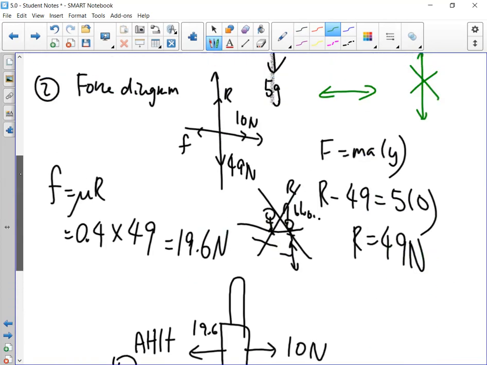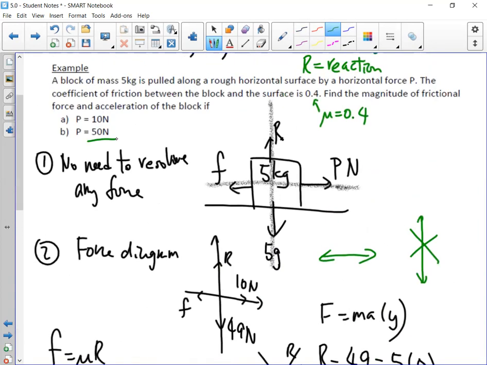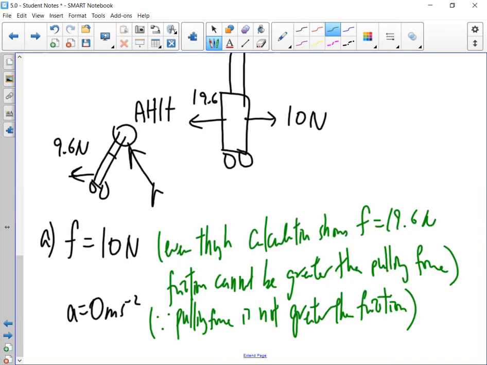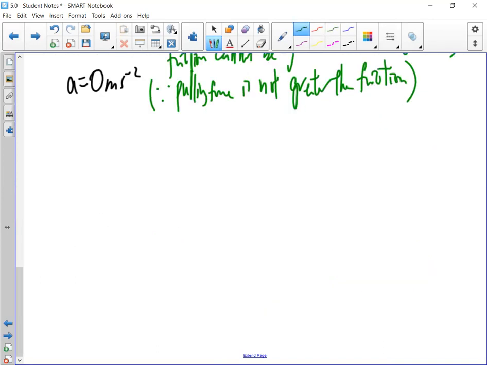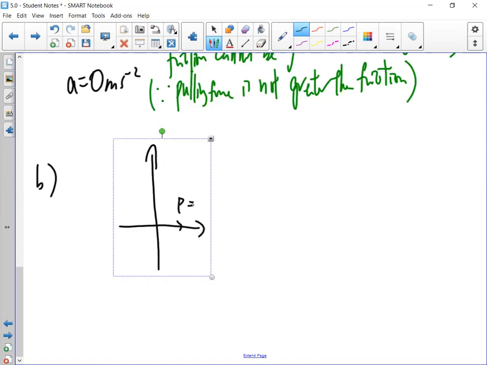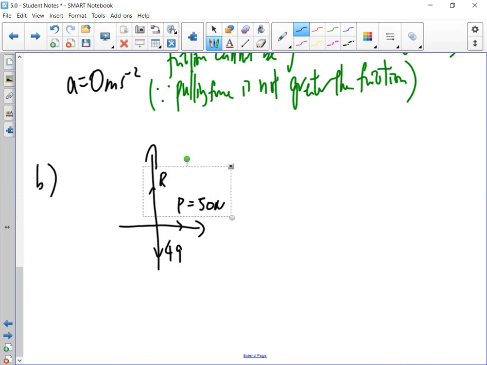All right, part B. Now, P equals 50 Newton. That means P is now bigger, so that's okay, we can do it. It's moving because friction is only 19.6. So let's do the force diagram again. This time with P equals 50 Newton, we have the upward force being reaction, downward force being 49, and the left being friction. So we know F equals 19.6 Newton.